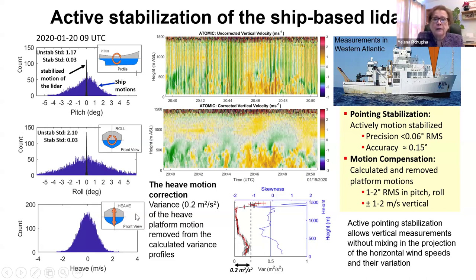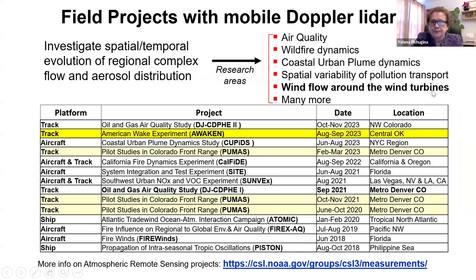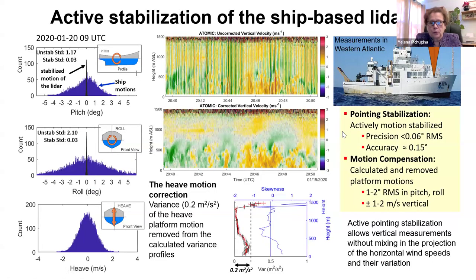On a ship, we also have heave motions and corrected variances. We removed about 0.2 meters squared per second squared from the platform motions to calculate variance profiles. Overall, pointing stabilization gives us data with a precision of 0.06 RMS and an accuracy of 0.15 degrees. Due to motion compensation, we can calculate platform motions with an error of 1.2 degrees in pitch and roll and 1.2 meters per second in heave. In other words, when we measure vertical velocity, it is not mixed with the horizontal wind variations.